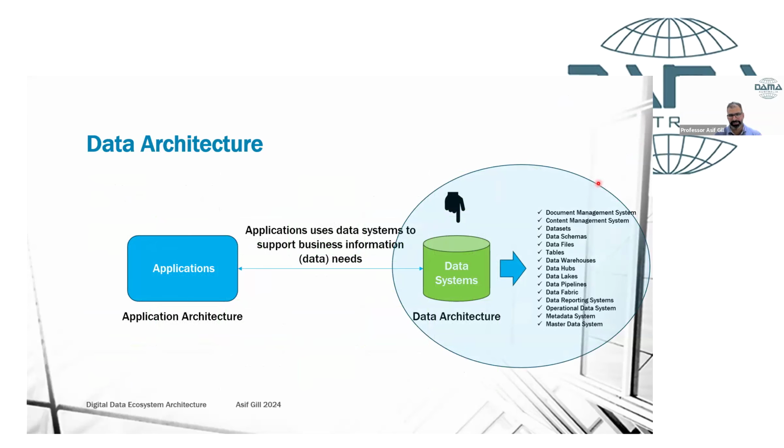So where does the data architecture fit? Applications and their architecture might be sitting over there, but the data architecture is all about the applications using data systems to support the business information needs. And that's where the data systems come into play in data architecture. I just list a few of them, all the way from document management to the tables, the data hubs, data lakes, data pipeline, fabric, all the way to the master data system. So you can see that it's not an easy thing. It's not about modeling something or entity relationship background. It's about looking at what systems we have and how we architect those data systems within the data architecture, and what data they store as well. So my focus tonight is on this part. Maybe in some other presentation I can unpack the application part, but I will just go into this one now.